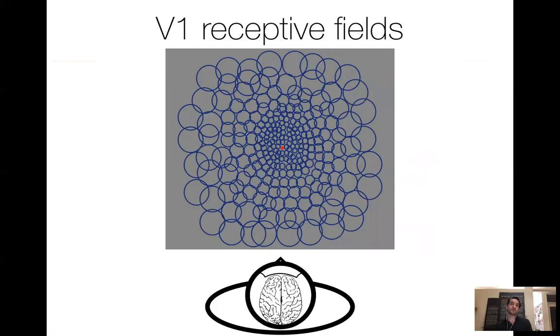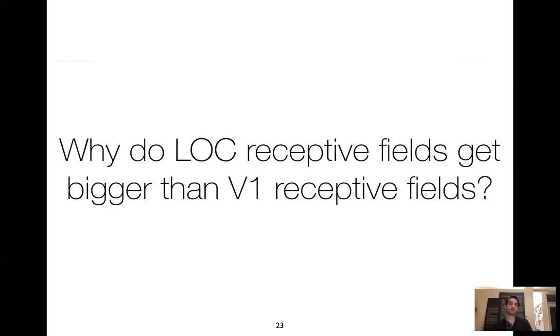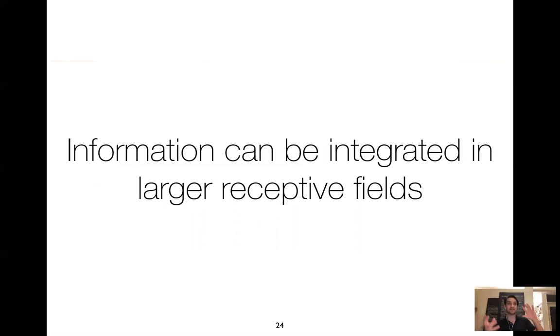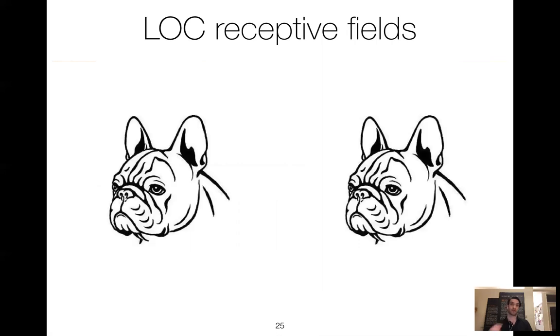Now, the biggest difference between receptive fields in V1 and LOC is their size. Basically, while V1 receptive fields are very tiny, LO receptive fields are much bigger, okay? Now, why would that be? Why do LO receptive fields need to get bigger than V1 receptive fields? It's just because by having larger receptive fields, more information can get integrated into a coherent whole. So for example, let's consider a situation where you're looking at a picture of a French bulldog.